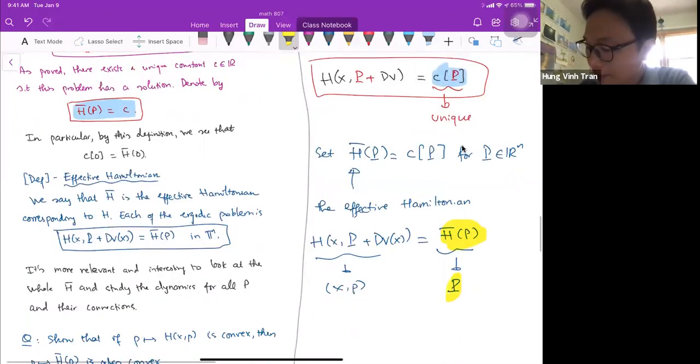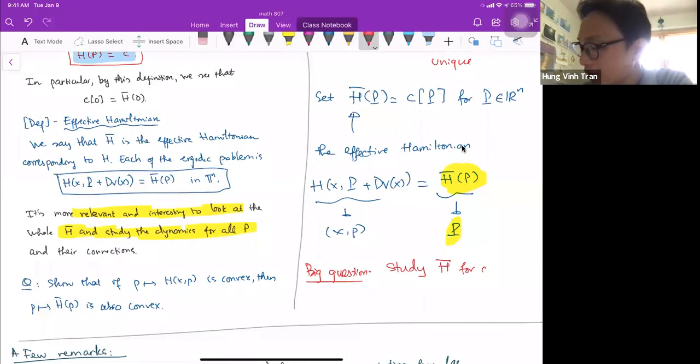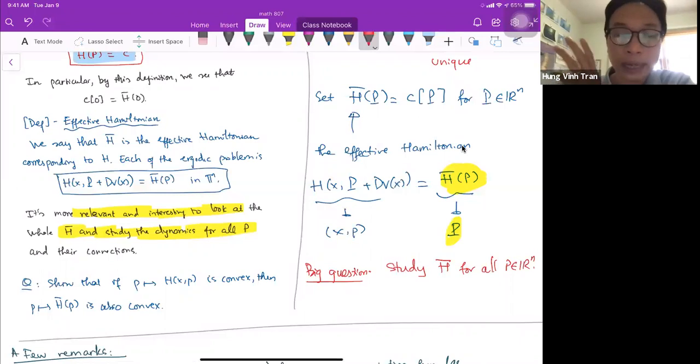Okay, and the PDE viewpoint says that it's actually more relevant and interesting to look at h bar and study the properties of h bar of p for all p, right? So the really big question is to study h bar for all p, or to come up with really efficient numerical computation of h bar.